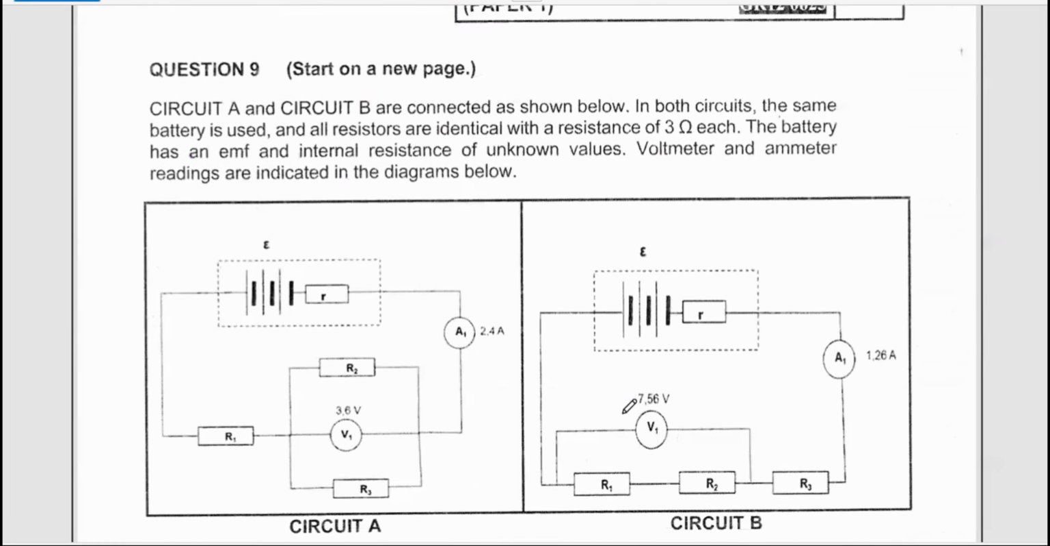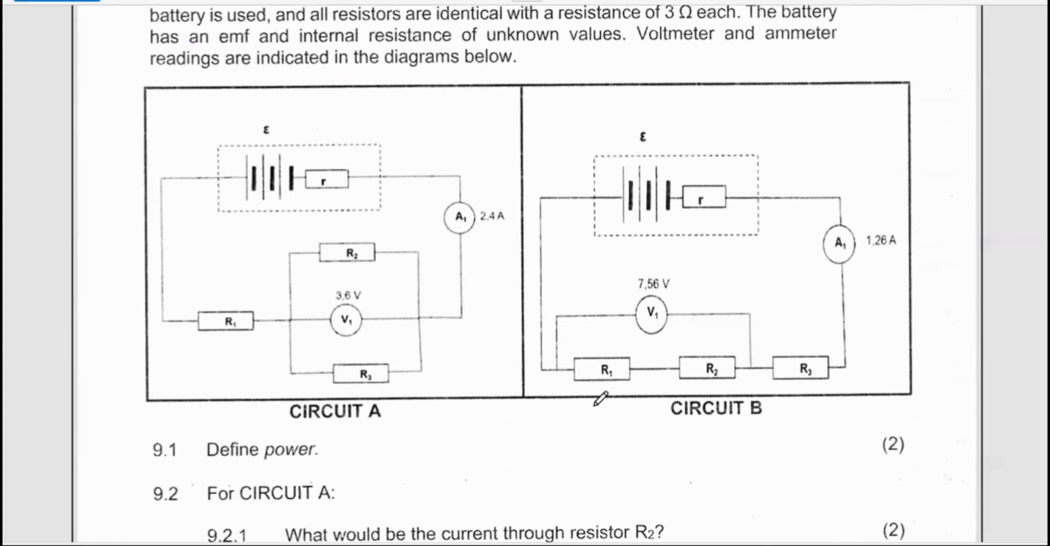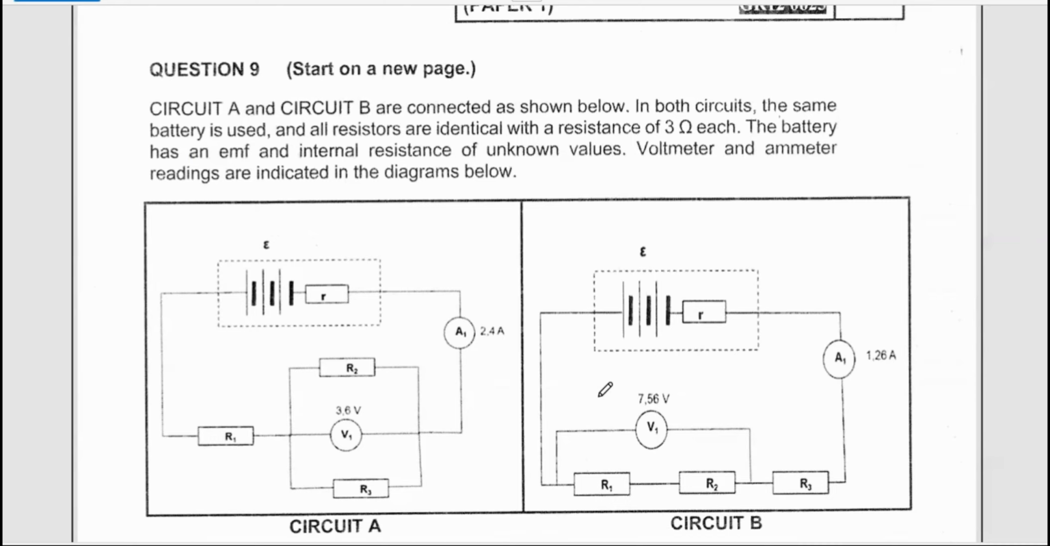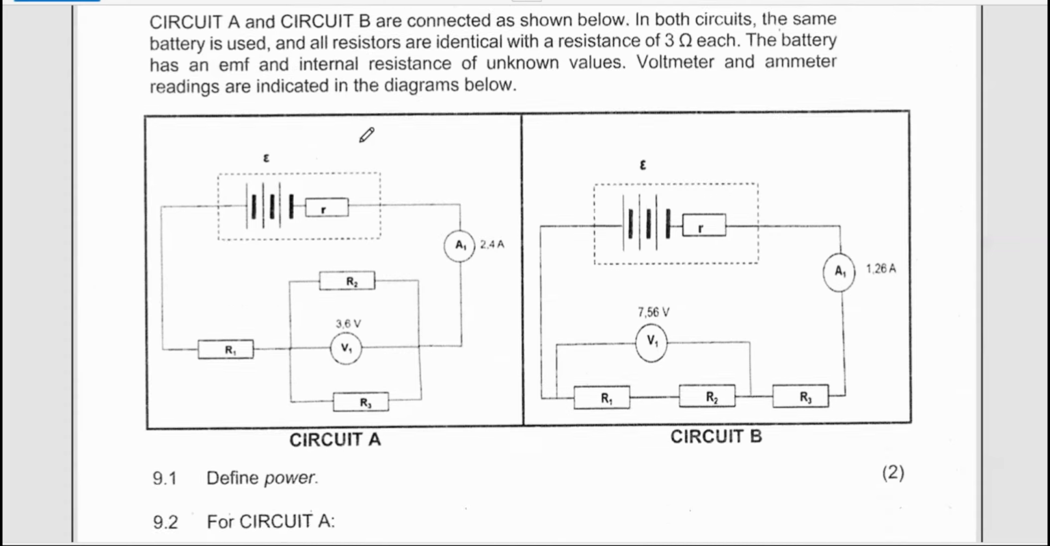Question number 9, electricity. They're telling us that circuit A and circuit B are connected as shown below. In both circuits, the same battery is used, and all the resistors are identical with a resistance of 3 ohm each. The battery has EMF and internal resistance of unknown values. Voltmeter readings are indicated as we can see.